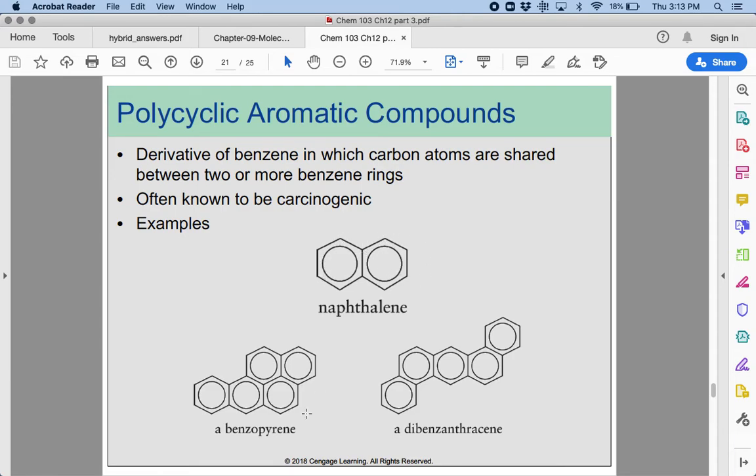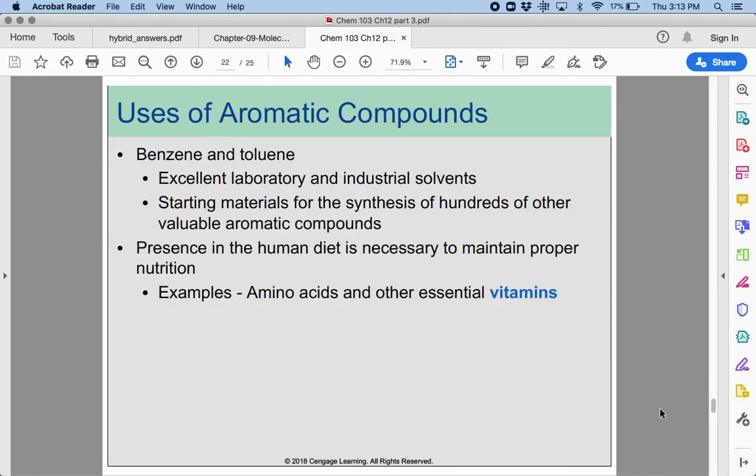So we have naphthalene, benzopyrene, dibenzothiazanine, sorry, I can never pronounce that one. Typically when we start getting these bigger compounds, these are often considered carcinogenic. Now that's not to say a steroid is carcinogenic, there's a lot more going on than just this base structure. But these types of bigger aromatic compounds, these many-cycled aromatic compounds, typically are carcinogenic.